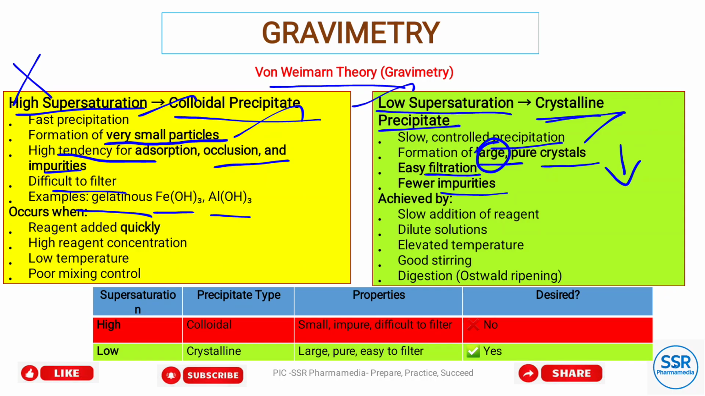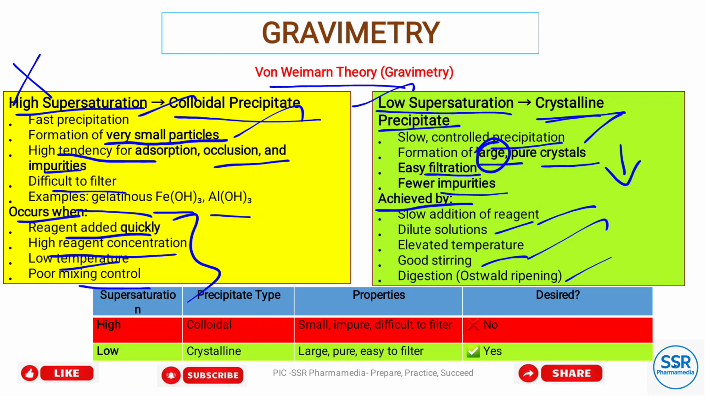High supersaturation occurs when reagent is added quickly, with high reagent concentrations, low temperatures and poor mixing control. Low supersaturation is achieved by slow addition of reagent, using a dilute precipitating agent, elevated temperature (not low temperature), good stirring and proper digestion. It leads to proper Ostwald ripening.